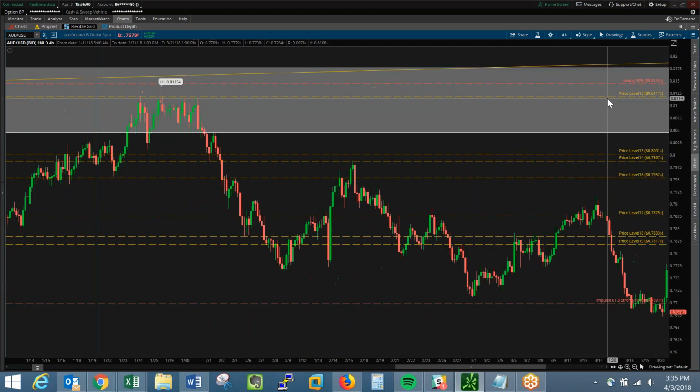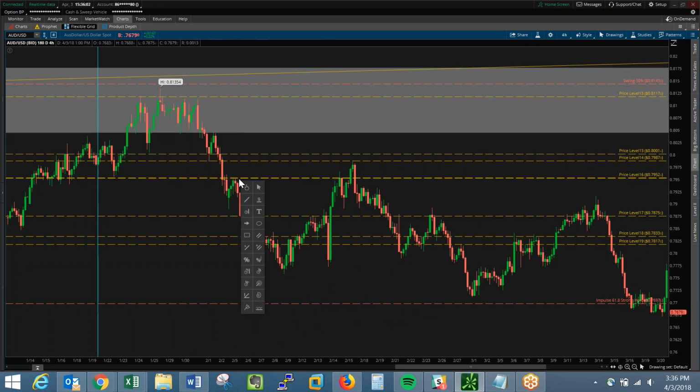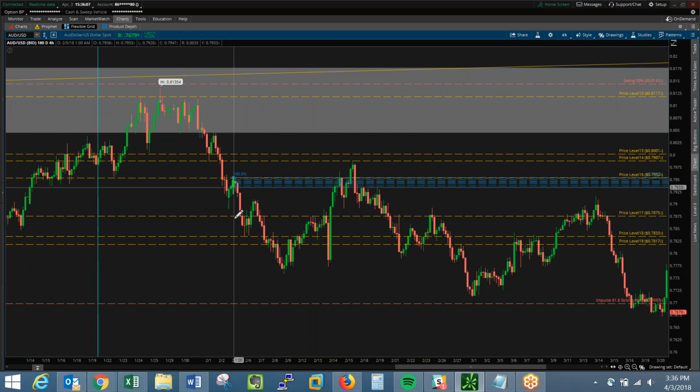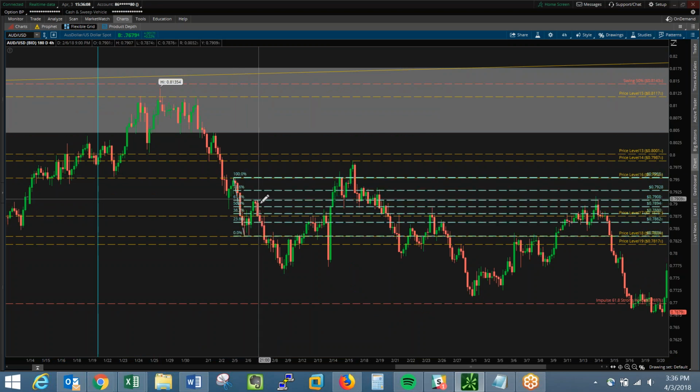Let's go back to that zone. So here's your 38.2 retracement. Let's go structure to structure. Impulse run down. Perfect 61.8 retracement.